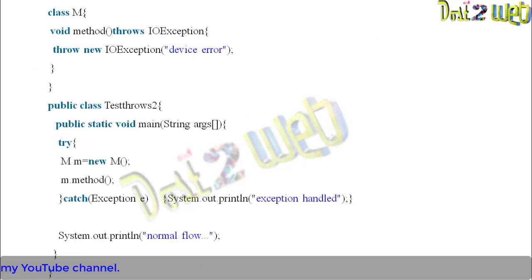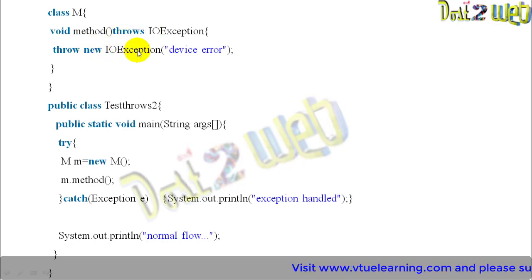Let's see an example. You can see here in the example, we are writing class M. Following the syntax, the return type I am writing as void, and the method name I am writing as method. We are using the throws keyword, and the exception class name I am using is IOException. In the method body we write throw, which means it will throw the exception, a device error, an input output device error.